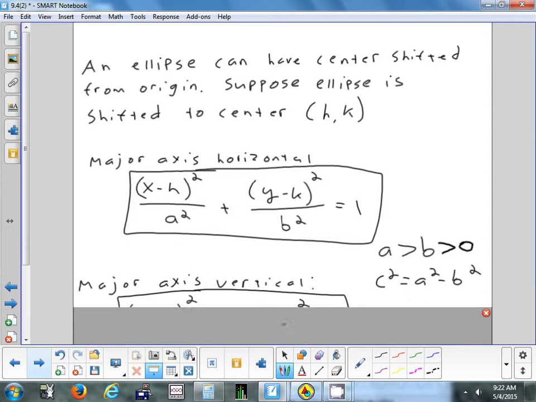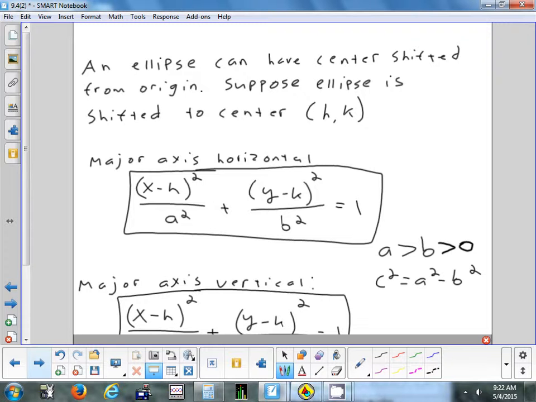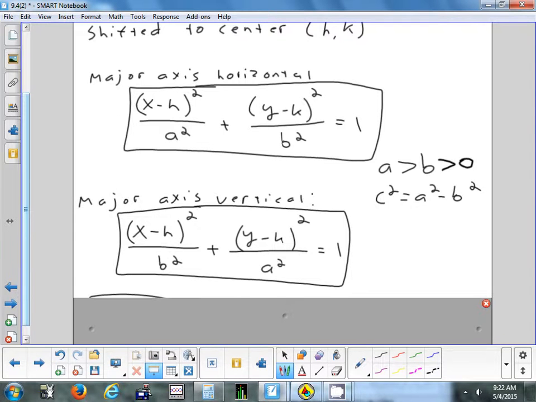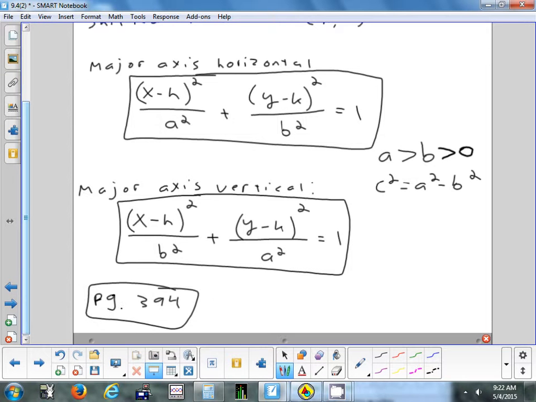Notice where h and k are. H is always in parentheses with x. K is always in parentheses with y. Same condition is true: A is bigger than b, and they're both positive. And c squared still equals a squared minus b squared. In the case where the major axis is vertical, you're basically just switching a and b. These are all on page 394. These are the formulas I would put on your reference sheet.